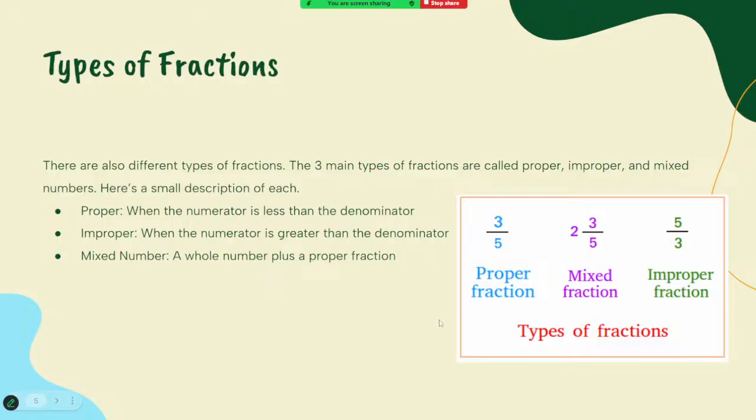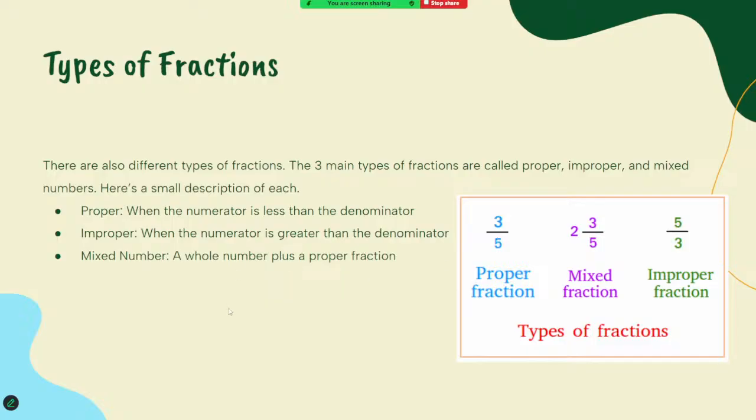A proper fraction, over here, is the type of fraction you guys see the most. It's when the numerator is less than the denominator. Things like 1/2, 2/3, 3/4, or over here, 3/5.